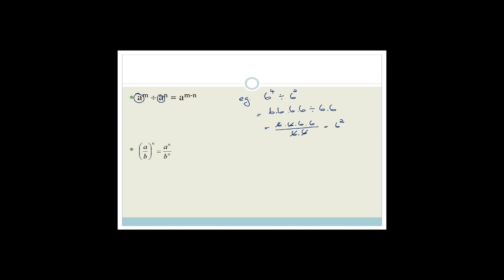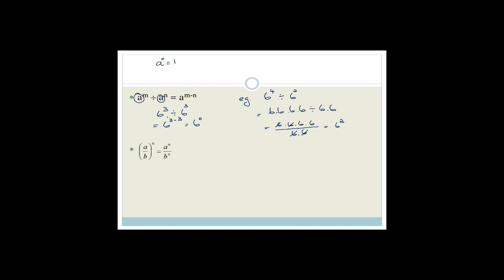Now, why is this important? Do you remember I said to you that a to the 0 equals 1? Well, let's think about that. If I give you 6 to the 3 divided by 6 to the 3, do you agree that that can be rewritten as 6 to the 3 minus 3, which is 6 to the 0?